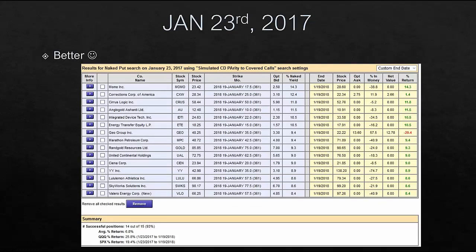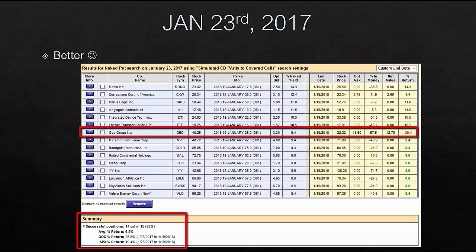As we saw with the covered calls, we get more results now. AU is in there, CRUS, MOMO. GEO is in there too, and that takes us to a loss of 29.4%. However, 14 out of 15 trades were successful for a 93% success rate, but we didn't hit a double-digit yield. We're only at 6.8%. And why is that? Well, some of these didn't hit the max return as we expected, although we did have a return. And GEO down 29% probably took out 2 or 3 previous wins.